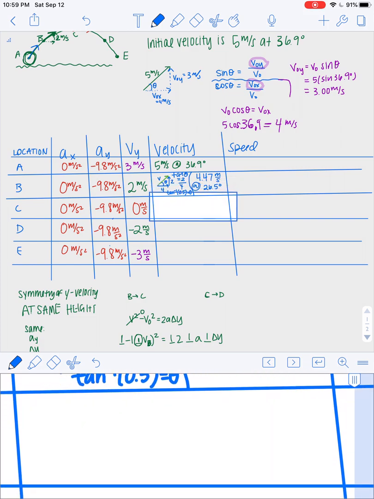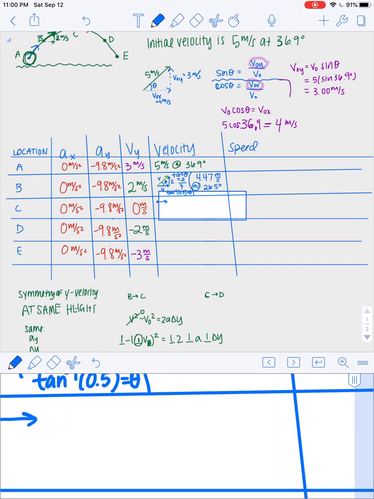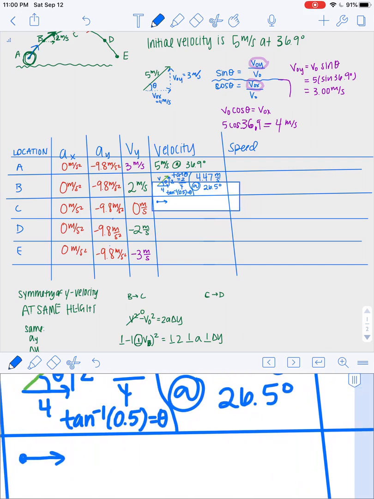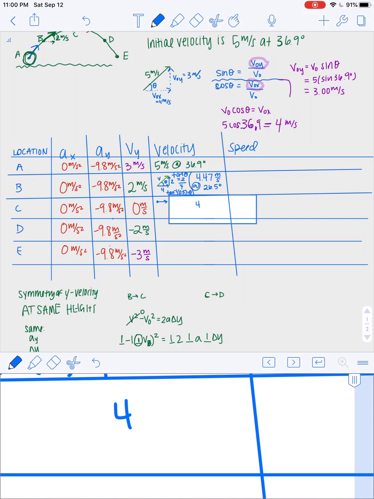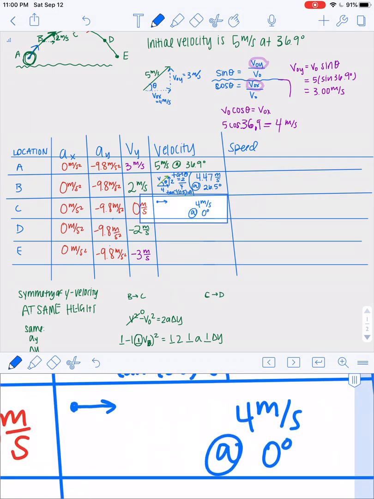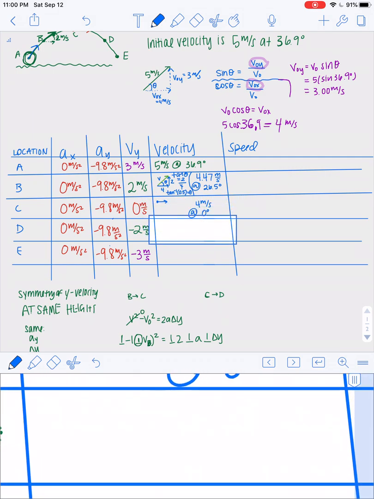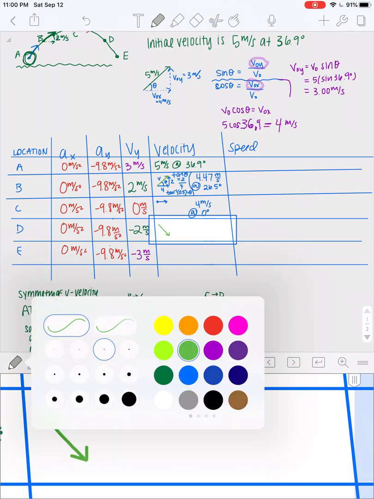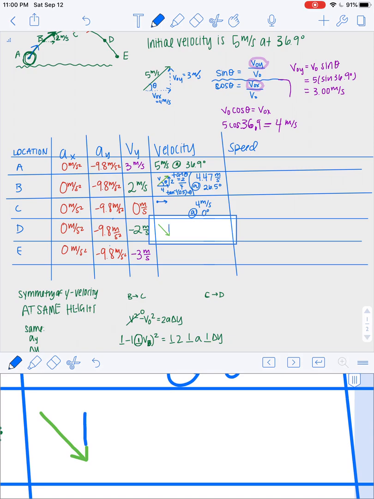Now this one, if I draw in my vector, I should just have that horizontal component. So that means it's just that 4 meters per second. And the angle is at 0 degrees. There is no angle above the horizontal. Now this one, we have -2 and 4, and we want to find that angle.